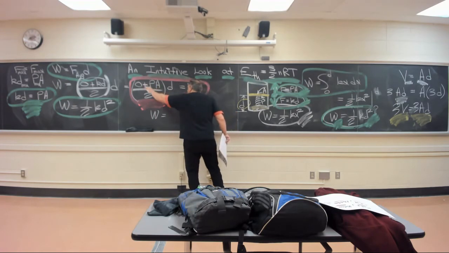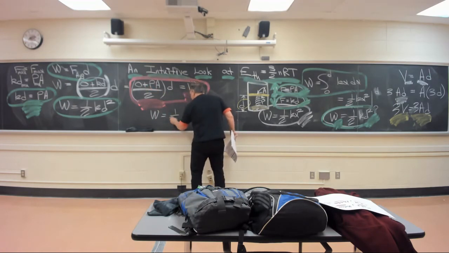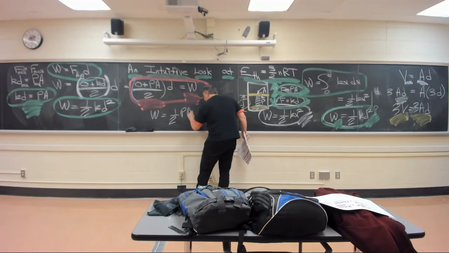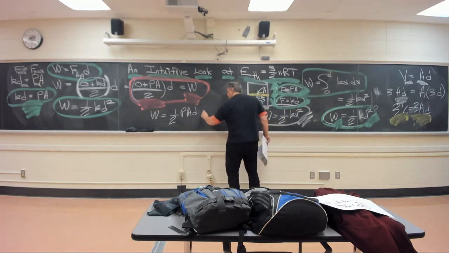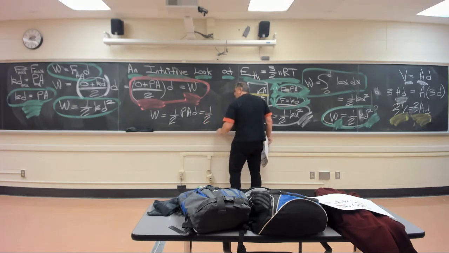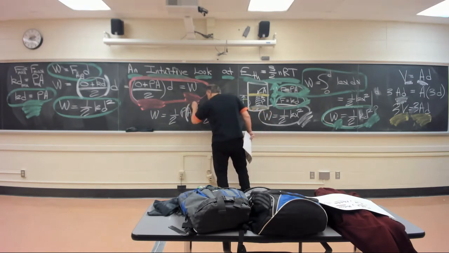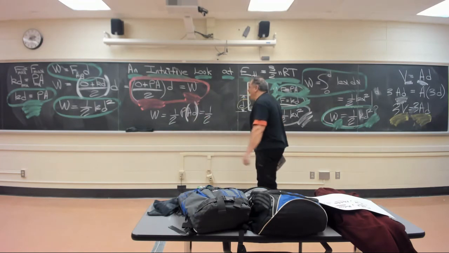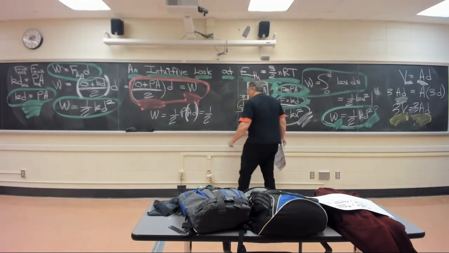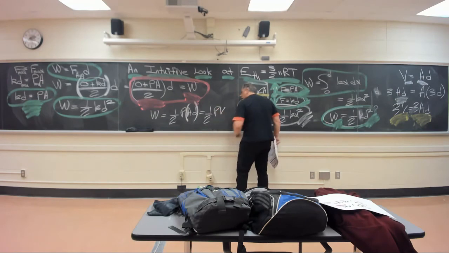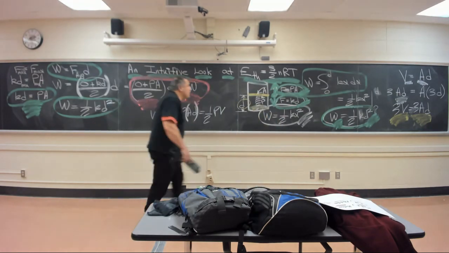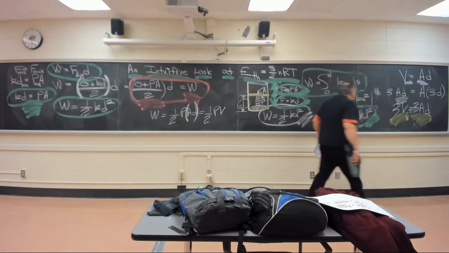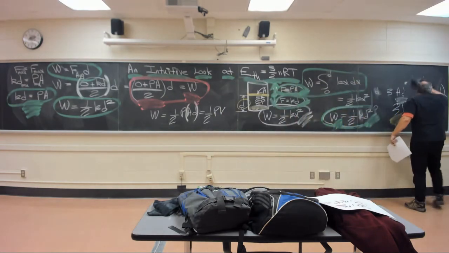W, it's PA divided by 2. It's 1/2 PAD, which is equal to, we've already been down that road before, AD is V. That's the big move. That's how the whole thing plays.